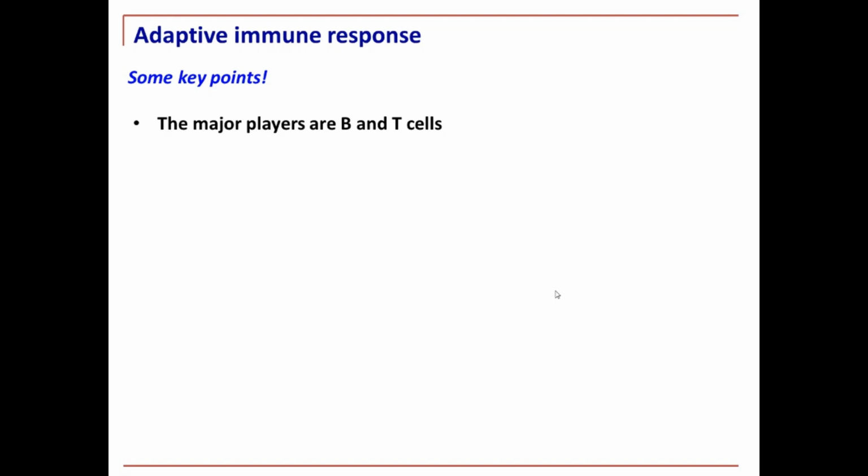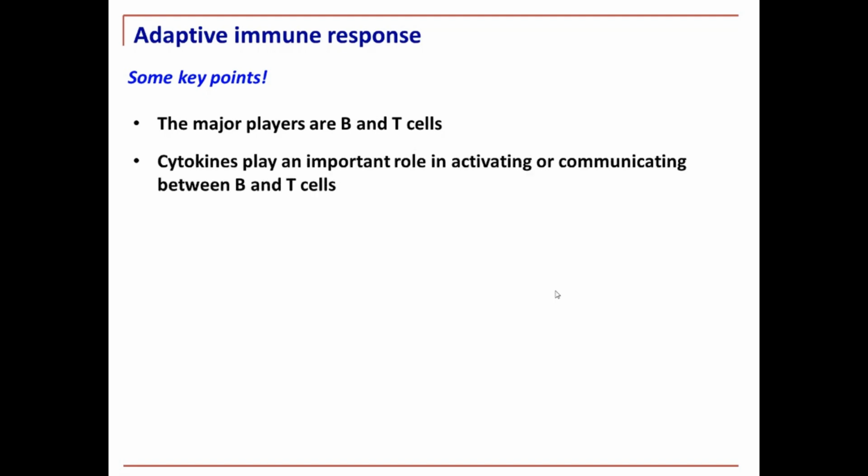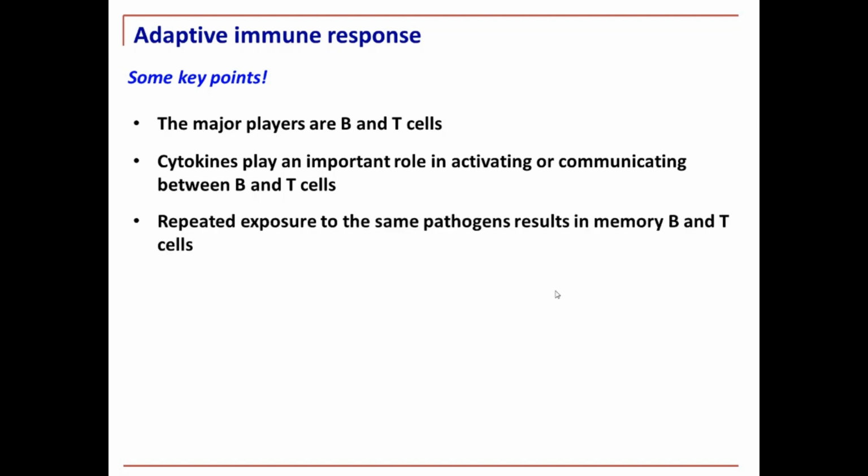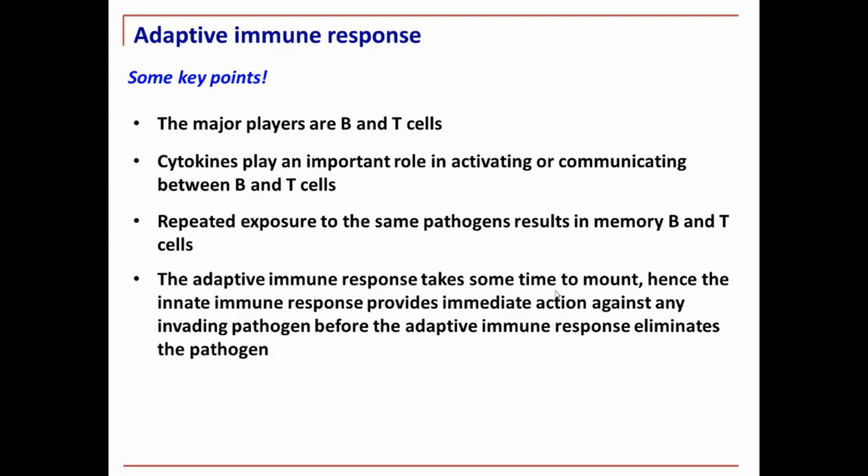So really, what are some of the key points about the adaptive immune response? Well, the key major players are your B and T cells: your B/plasma cells for antibodies, and your T cells in terms of helper and cytotoxic. The cytokines play an important role in activating or communicating between B and T cells. Repeated exposure to the same pathogens results in memory B and T cells. And the adaptive immune response takes some time to mount. Hence, the innate immune response provides immediate action against any invading pathogen before the adaptive immune response helps to eliminate that pathogen.